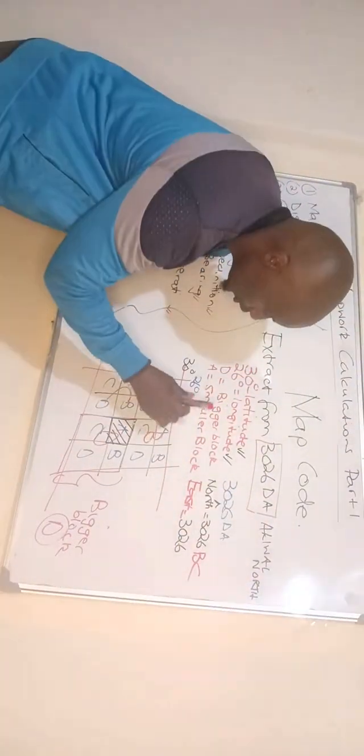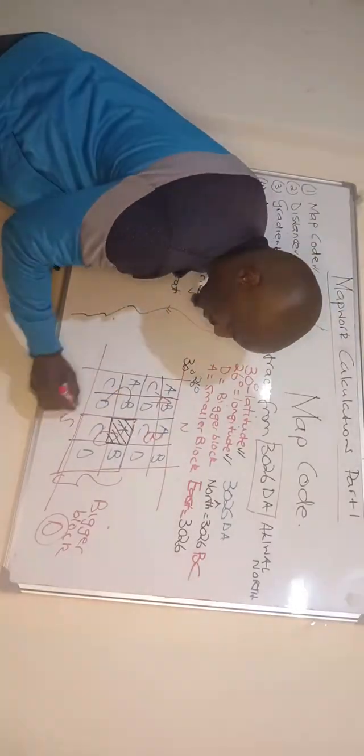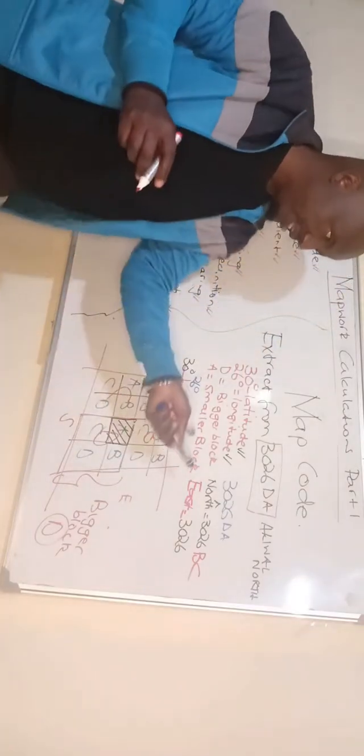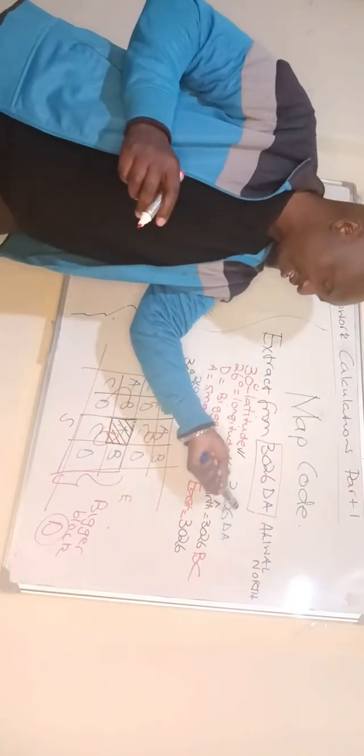Remember, your north, your south, your west is there, and your east is there. So what is to the east of 3026 DA? What will be the answer? What is to the east now?